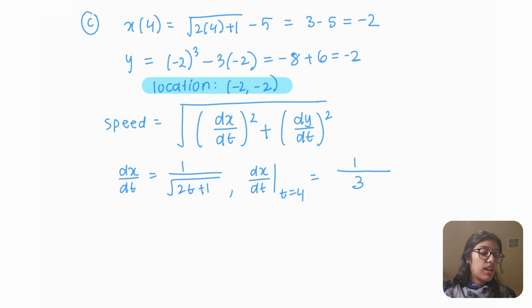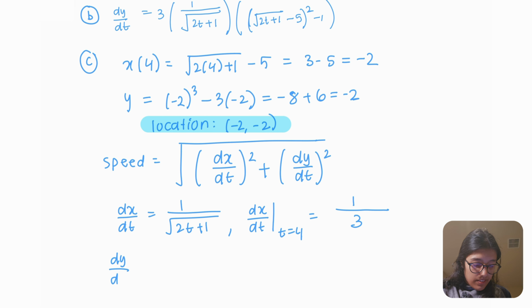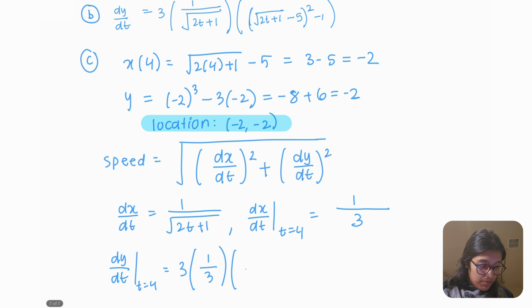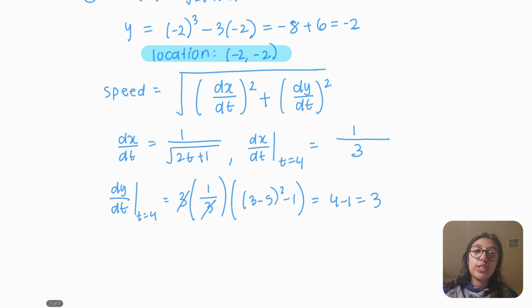So we found dx/dt, and now we have to find dy/dt at t equals 4. Lucky for us, we found dy/dt in this part right over here. So dy/dt at t equals 4 is going to be a pretty long one, which is 3 times 1 over 3, and this is going to be (3 minus 5) squared minus 1. Once again, I'm just replacing t with 4 in this equation right there. If we simplify this, that and that got canceled, and we're left with 4 minus 1, which is equal to 3. So we found dx/dt and we found dy/dt.